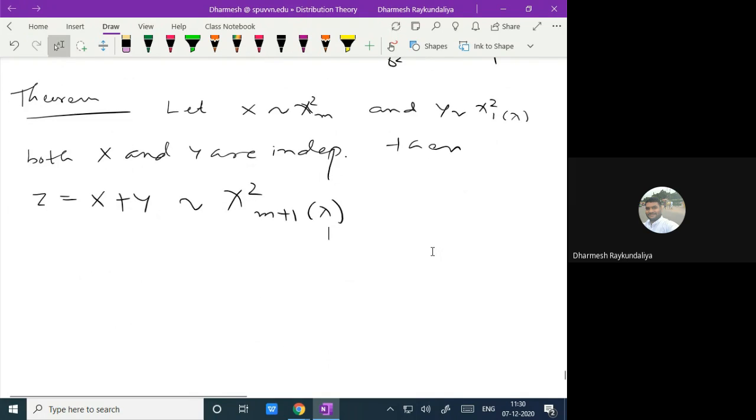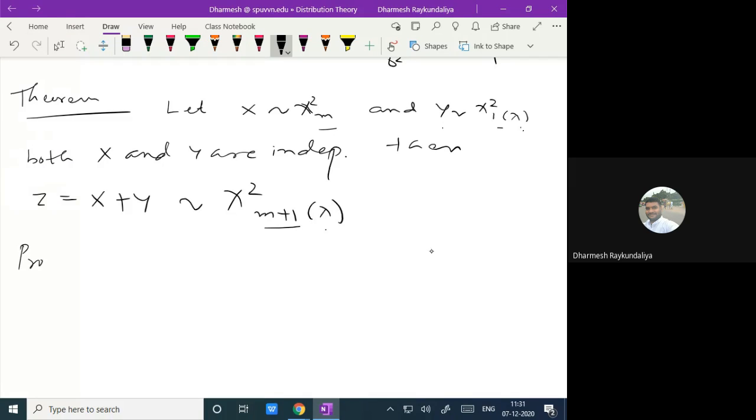But we know that if x and y are two independent chi-square variables, then the sum is also a chi-square, with the sum of their degrees of freedom. So here x is a chi-square with m and y is a chi-square with 1 and lambda, and x and y are independent, so we will use the additive property. The additive property gives a chi-square with m plus 1 degrees of freedom, but here non-centrality is present, so it is a non-central chi-square with m plus 1 degrees of freedom.